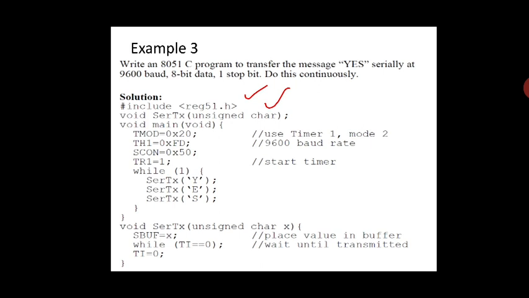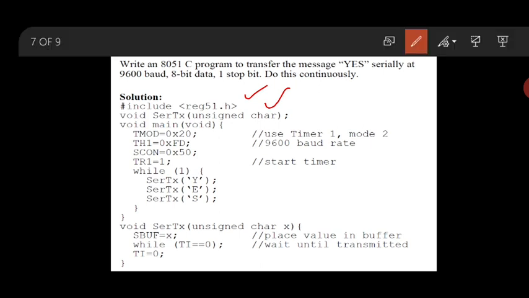While 1, again true. Now SerTx is a function, right? What is the name of the function? SerTx. When you call the function, you are sending the argument. This is a 'Y', it will be copied into x. 'Y' is a character, an 8-bit character, as we know each character is represented with 8 bits. Where is it copied? It is copied into x. Now what is the content of x?